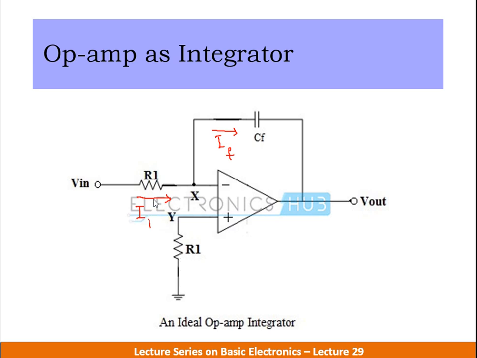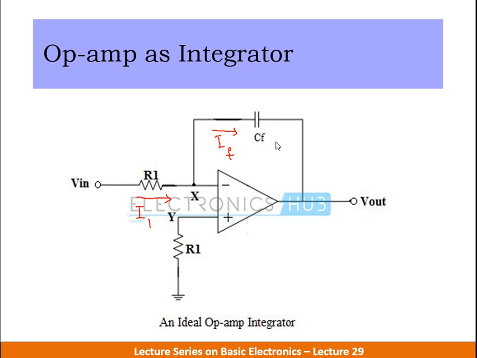So here I1 is the current that is flowing through the input resistance R1, and IF is the current that is flowing through the feedback capacitor CF. Now with respect to the circuit diagram, we know that this capacitor CF comes in parallel to the input signal. So whenever a capacitor is in parallel to the applied input voltage, it acts as a low pass filter.